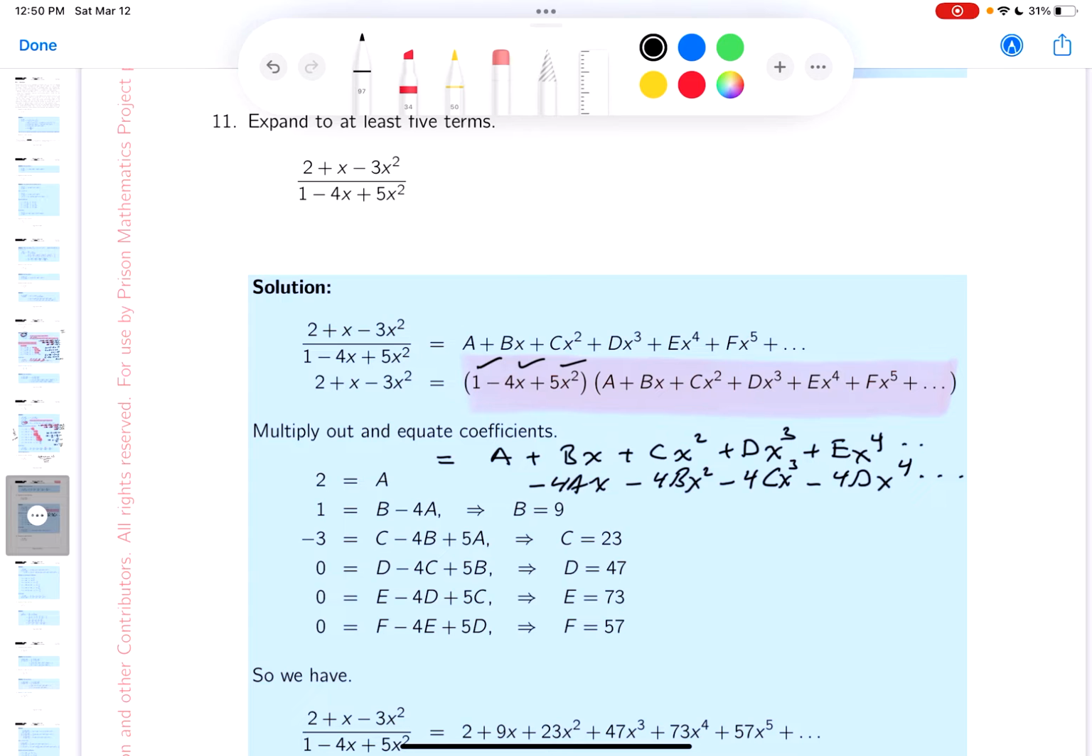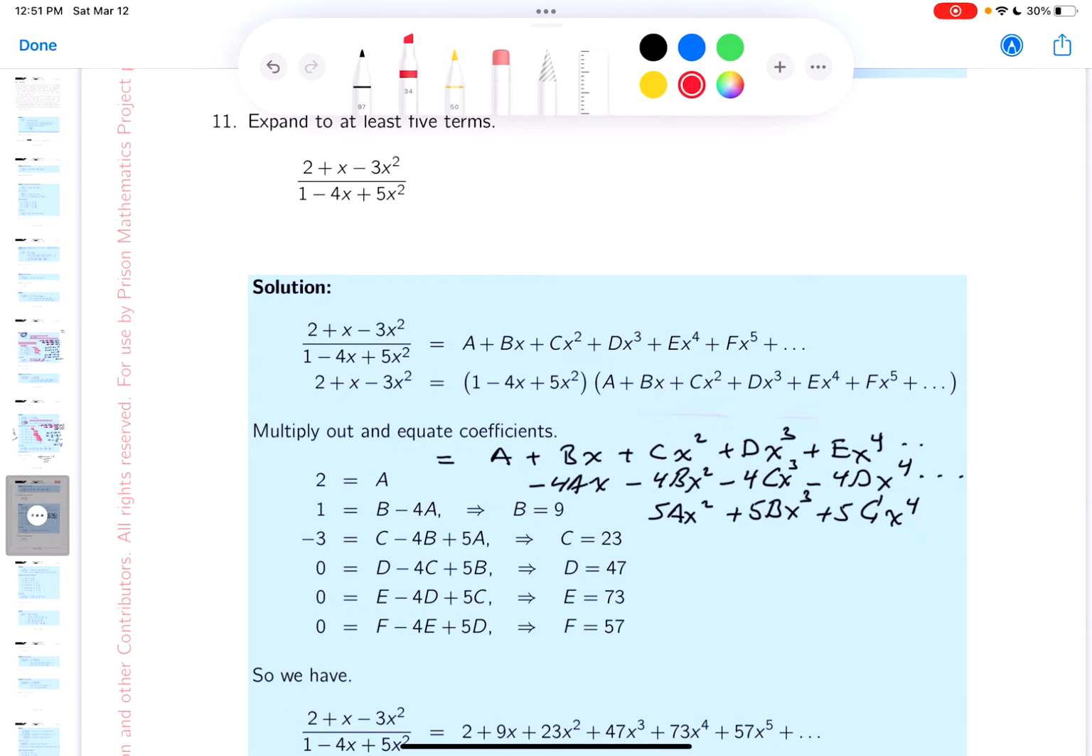Let's take a look at this one. What do you get over there? You're going to get 5ax squared. You're going to get 5bx cubed. You're going to get 5cx^4. And we need to equate the coefficients. Let me erase this up here. And we're going to equate coefficients now.